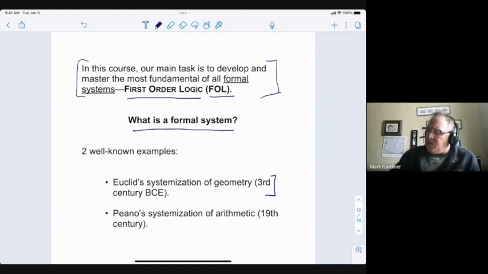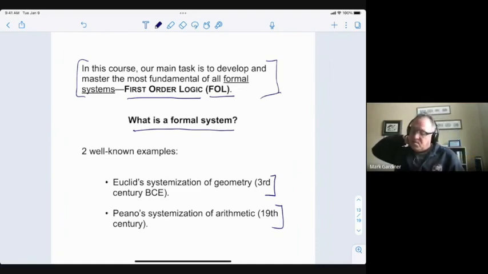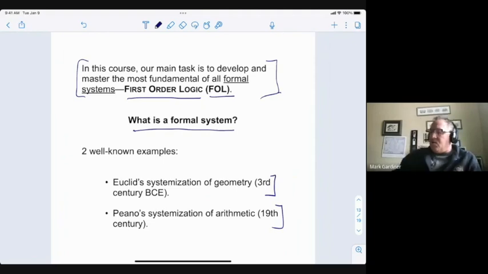The second example is probably not as familiar to most of you, but it's just as famous in mathematical circles. And this is a successful attempt by an Italian mathematician by the name of Giuseppe Peano to systematize arithmetic or basic number theory. And he does that in the 19th century. So I've got a couple of videos that explain a little bit about these two examples. I'm going to show them to you, and then we'll stop and go over some of the highlights on them.